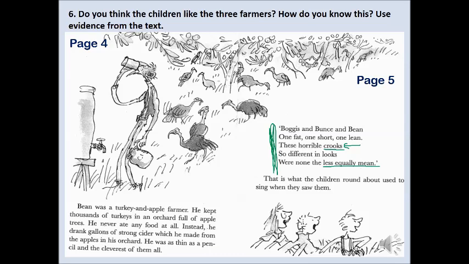And you've also got here, we're already told, one's fat, one's short, one's lean. They're so different in looks, but they are nonetheless equally mean. Okay, that means that they are unkind. So this song, although it's only 5 lines, gives us the impression, this is our evidence in the text, that the children do not like the 3 farmers. They think that they are crooks, they think that they are baddies, and they think that they are mean. Okay, so your answer might be along the lines of that.